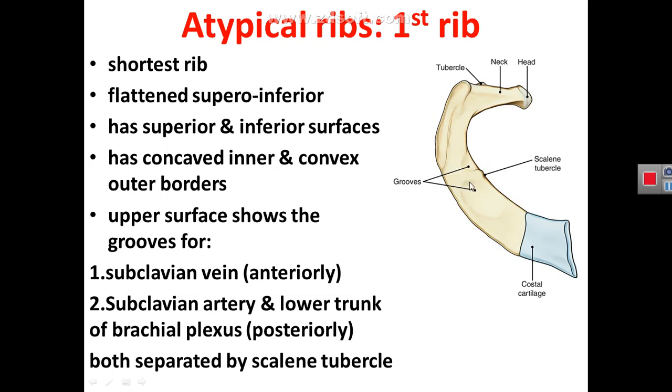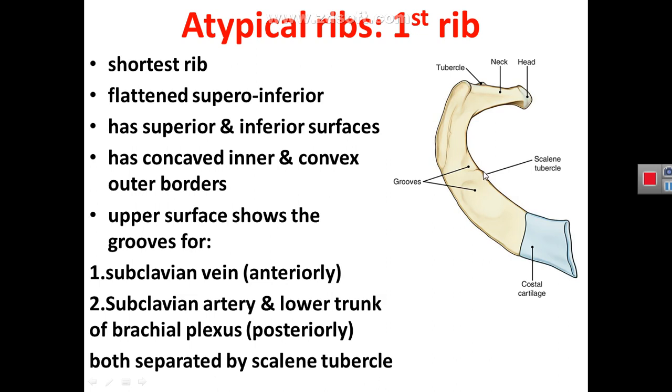In addition, you can see that the upper surface of the atypical first rib shows two grooves. The posterior one is for the subclavian artery and the lower trunk of the brachial plexus, while the anterior one is for the subclavian vein. And these two grooves on the upper surface are separated by a tubercle on the inner border, which is called the scalene tubercle, that serves for attachment of a muscle in the neck, which is called the scalenus anterior muscle.